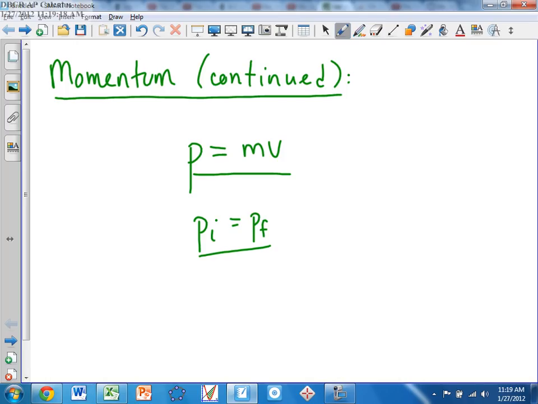Momentum equals mass times velocity. Now, in order to think about momentum, we want to also think about something called impulse, and that's what we're going to start with today. Here's what impulse is. Very simple example of impulse. Christian, can you catch?